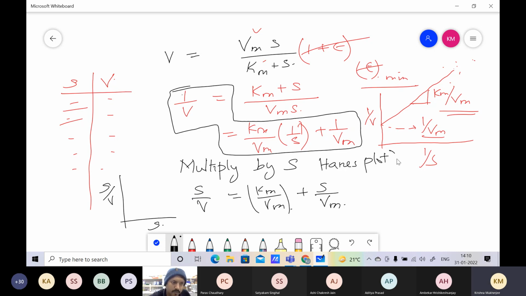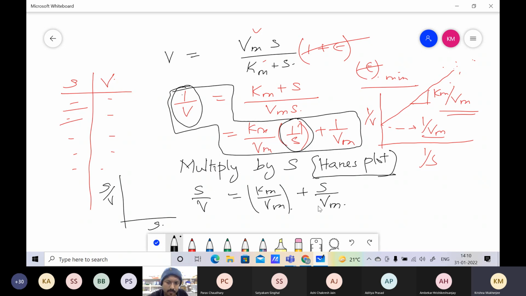And this is what you need to do for the data as well. And you have to see why the Hanes plot is better than this data. And I want you to think and write about that. Why you think that S upon V versus S is a better plot than a plot of 1 by V versus S, and how is this plot of 1 by V inferior to this Hanes plot?